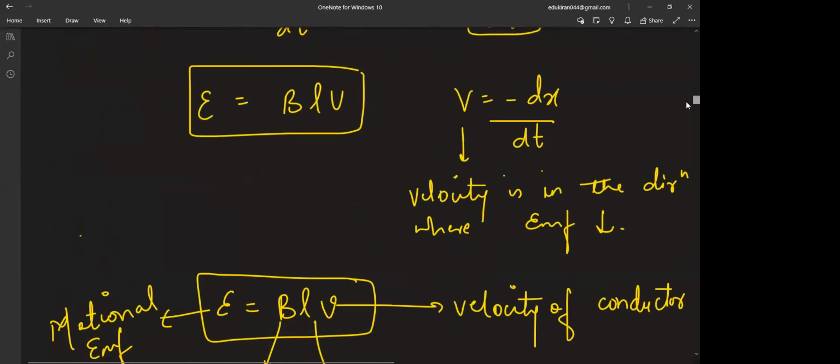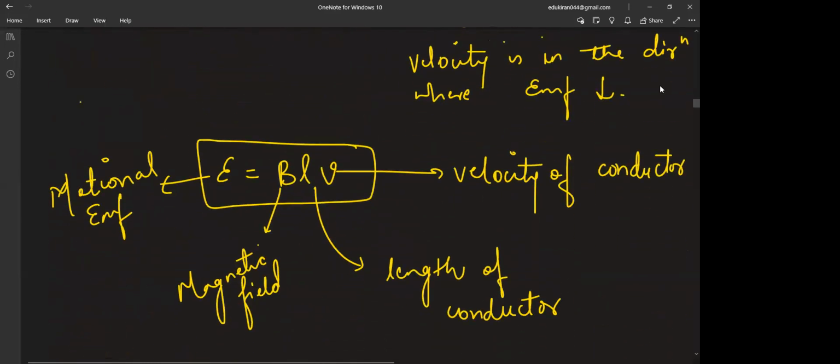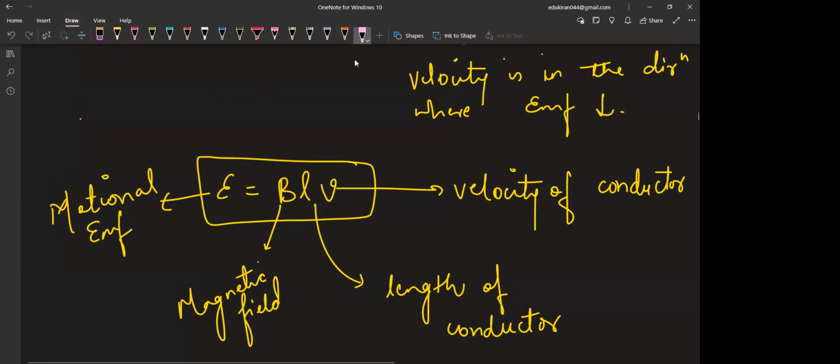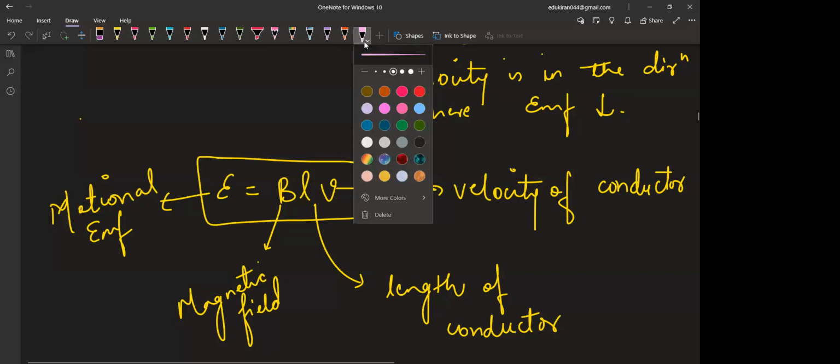We did this small derivation, and after that we had the conclusion that E is equal to BLV. E is the motional EMF, B is the magnetic field, L is the length of the conductor, V is the velocity of the conductor. All right. Now look, some small formulas that are present to help with the answers.